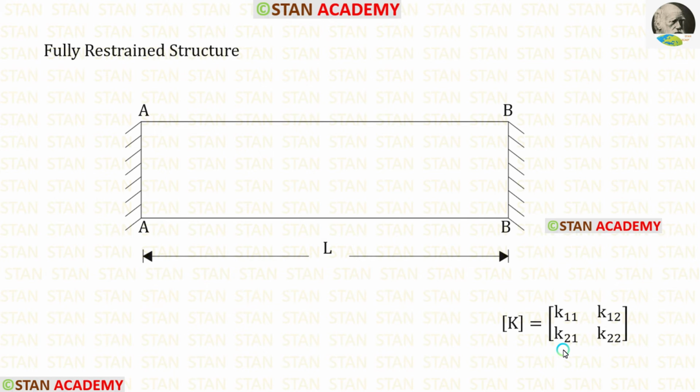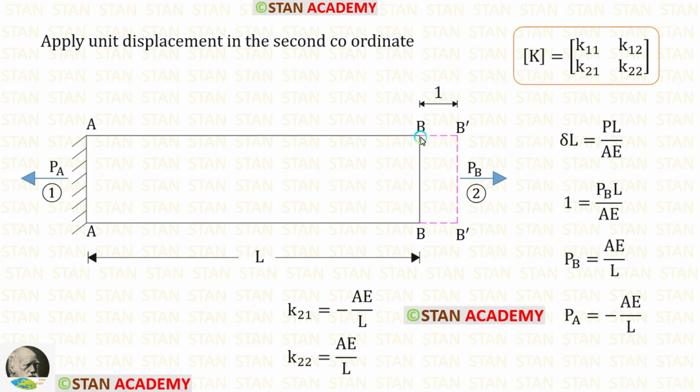Now in the stiffness matrix, let us find the second row. For that, we have to apply unit change in length in the second coordinate. Our second coordinate is in the end BB. It is acting towards the right side. So we have to apply the unit change in length towards the right side. You can see that in the end BB, I have applied unit change in length towards the right side.